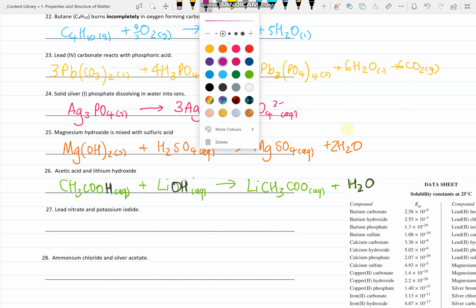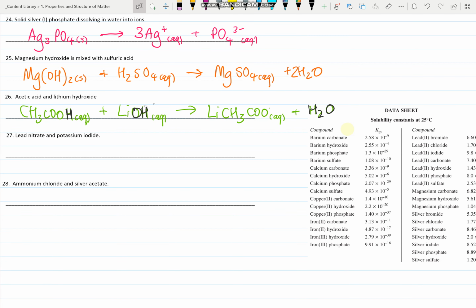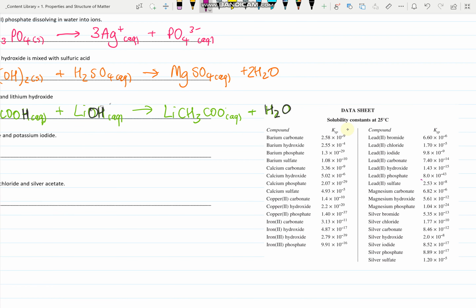Purple, I believe. Lead nitrate and potassium iodide. Okay, it looks like the last 2 are precipitation reactions, and this is why I've put this data sheet. So this data sheet is used in Year 11 and 12, although you don't need to use it until Year 12, because Ksp, the degree of solubility, is a list of all of these precipitates, and all these numbers do is indicate the degree at which they're insoluble. So the lower they are, the more insoluble. So I think lead phosphate is the most insoluble, 10 to the negative 43.